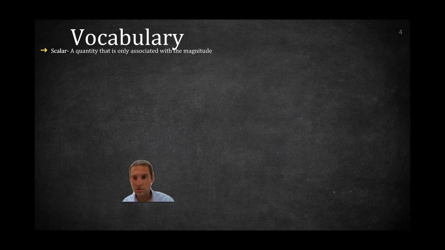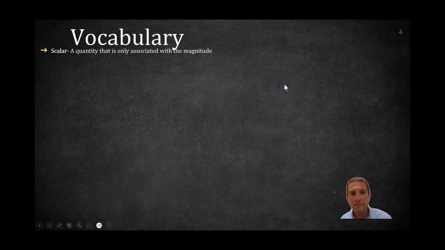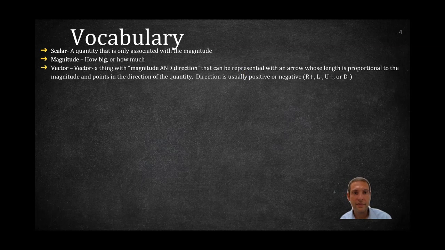Vocabulary to help you along here. Scalar is a quantity that is only associated with the magnitude. Magnitude means how big or how much. Vector is a thing with magnitude and direction that can be represented with an arrow whose length is proportional to the magnitude and points in the direction the quantity is headed towards.